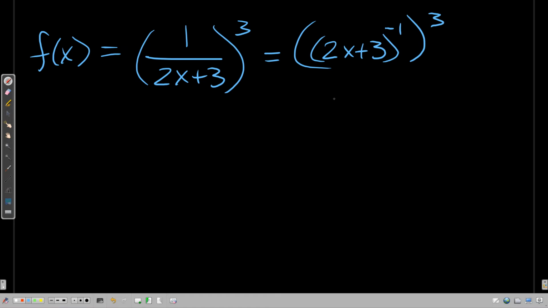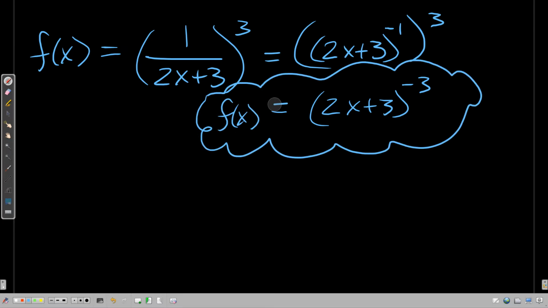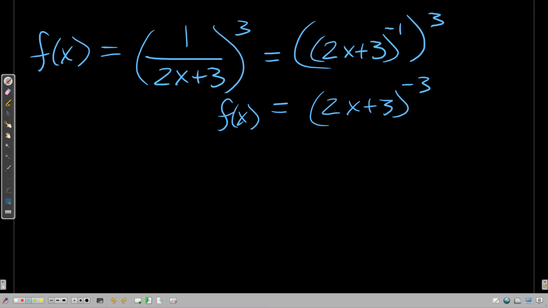Now that says the exact same thing. And according to our exponent properties, that is the same thing as this. This is f of x. This is the guy I'd much rather find the derivative of. Much rather. So, let us do it.